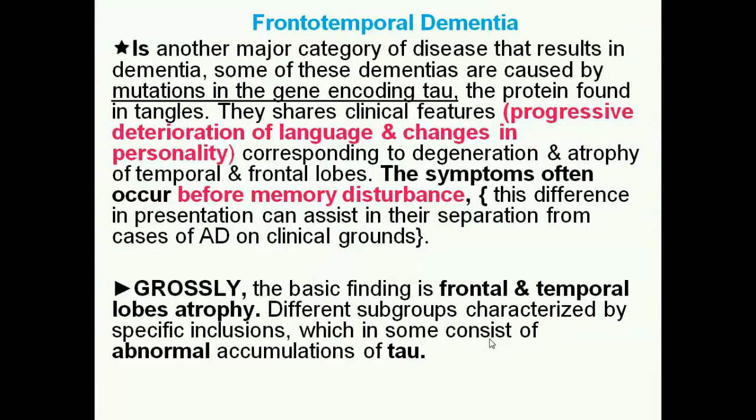Now, grossly, the basic finding is that the frontal and temporal lobes are atrophic. Other things: we have abnormal accumulations of the tau protein. As we said, we have neurofibrillary tangles not just in Alzheimer's disease. We can have them in other diseases like this frontotemporal dementia.